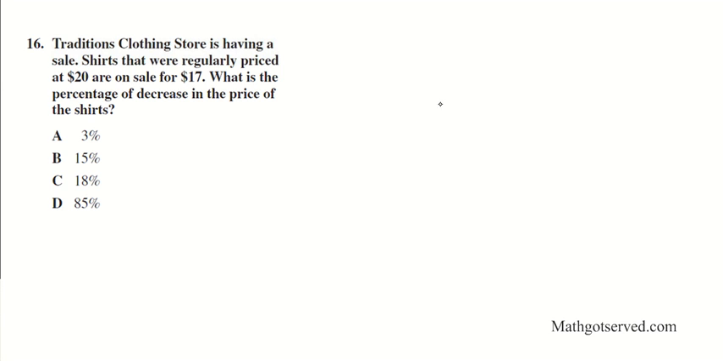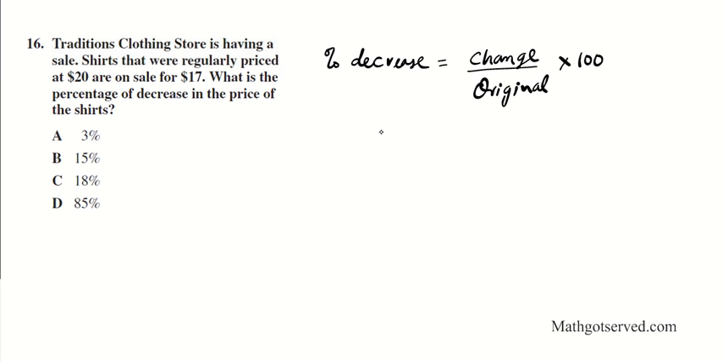It says, a traditional clothing store is having a sale. Shirts that were regularly priced at $20 are on sale for $17. What is the percentage of decrease in the price of the shirts? So same formula, but this time we're going to look at percentage decrease. In this case, it is also the change, the amount of decrement, over the original multiplied by 100, okay? So what is the change here? The change is, it went from 20 to 17, so we're going to go 20 minus 17.